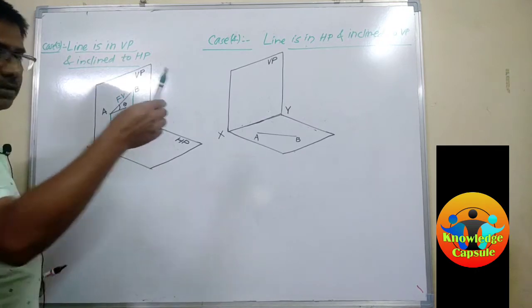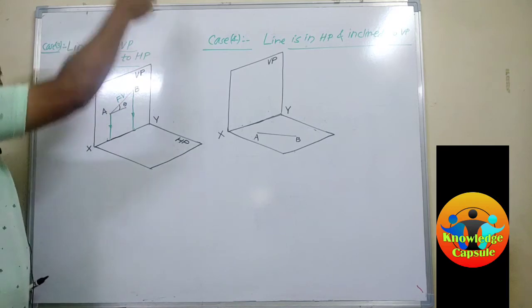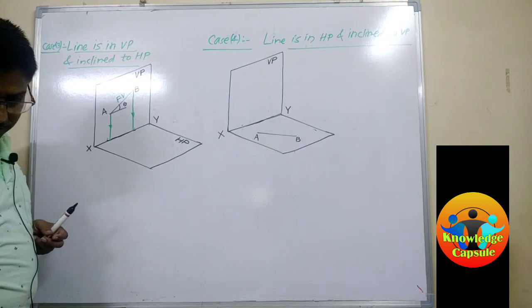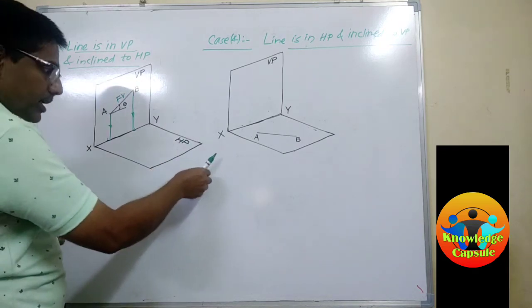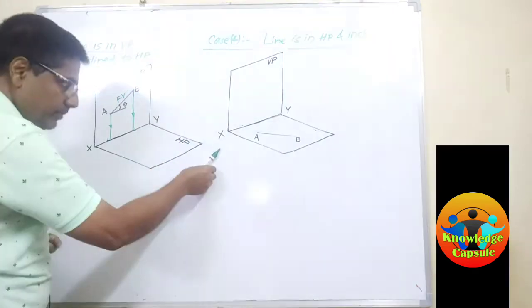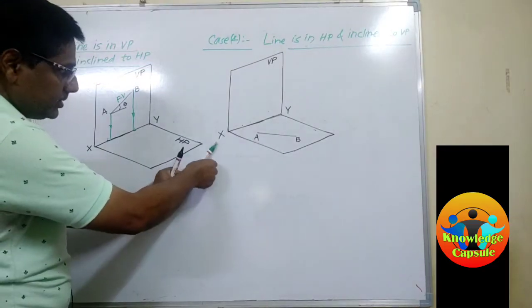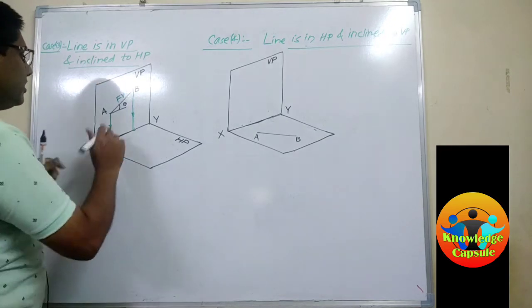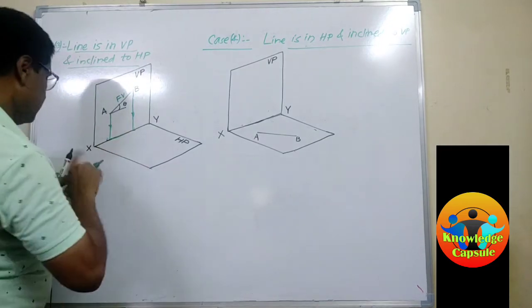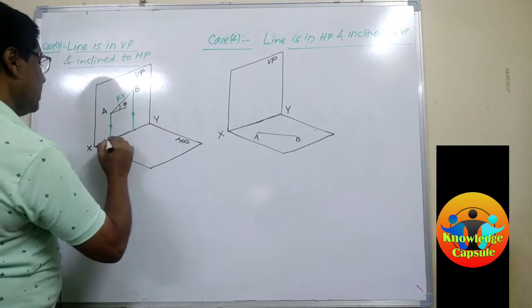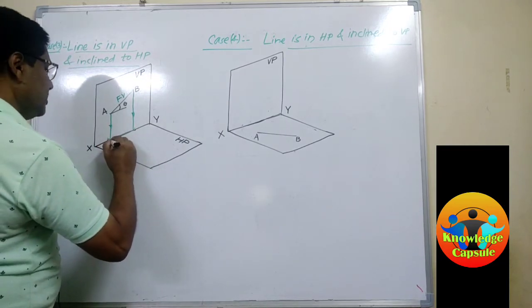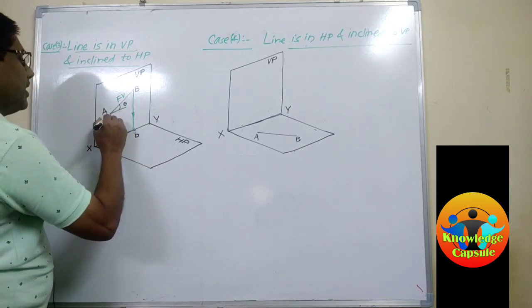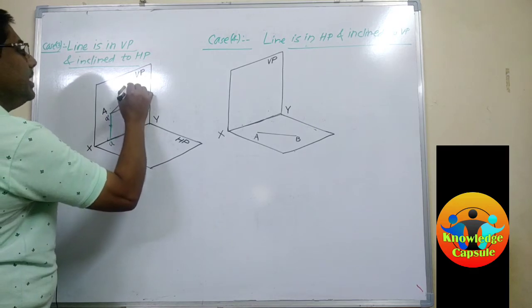See, consider this is a line. See, this wall is a vertical plane. Consider this wall is the vertical plane and this floor is the horizontal plane. If I place the line inclined to HP and in VP, if I draw its projectors through the endpoints, these projectors will meet XY line and we will get top view on XY line. See, this point is A whereas this point is B, and front view points are A dash, B dash.